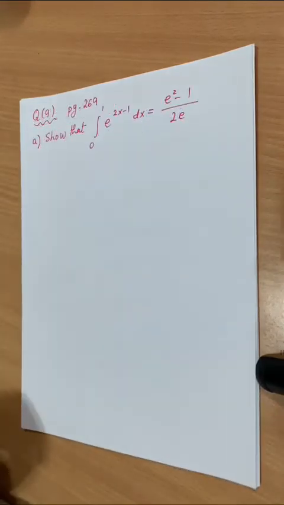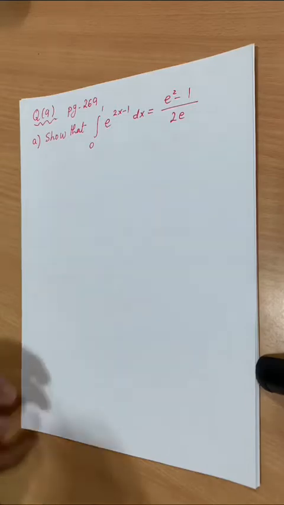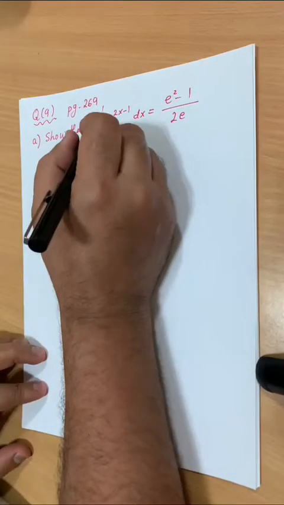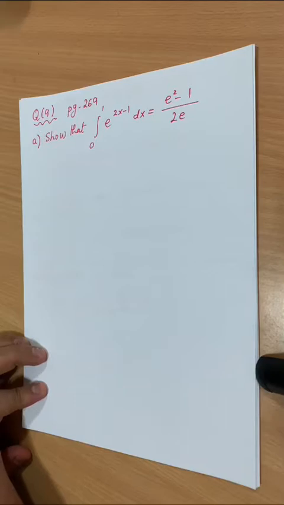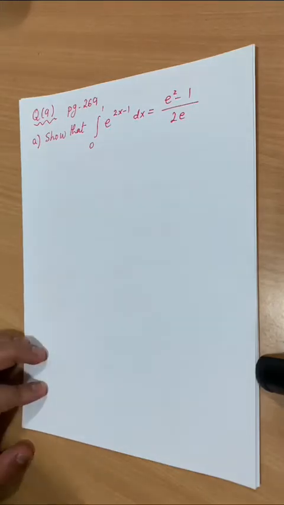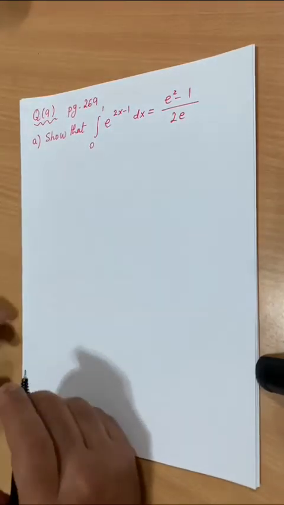Question 9 on the same exercise on page 269. Show that the integration from 0 to 1 of e power of 2x minus 1 dx is equal to e squared minus 1 over 2e. This is now definite integration, which means with limits. So you're supposed to do the same type of integration, but without writing plus c.